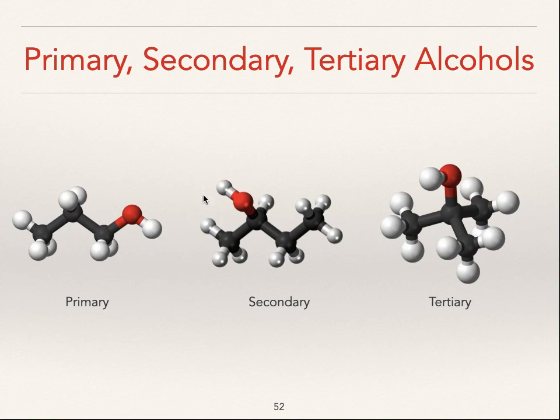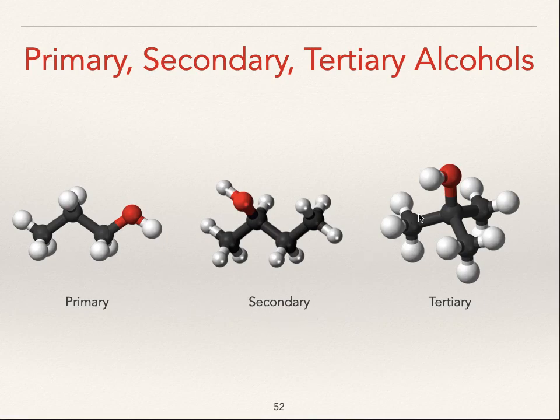Here's another example. Identify the functional group. The functional group has to be attached to a carbon. How many other carbons is this carbon atom attached to? One on the left, one on the right. Since there are two other carbons, this is secondary.